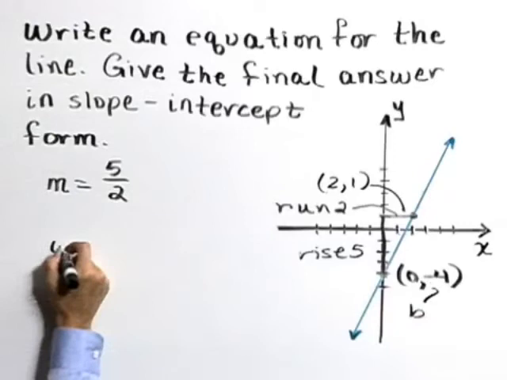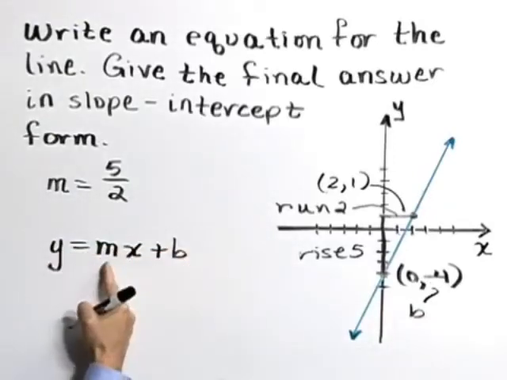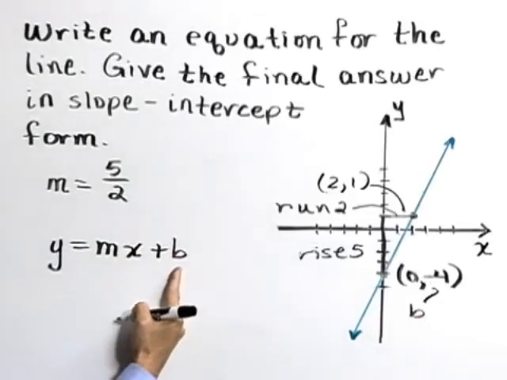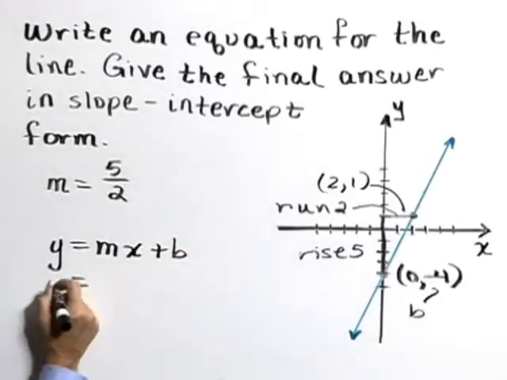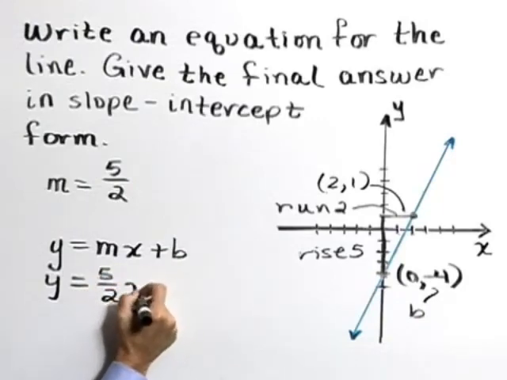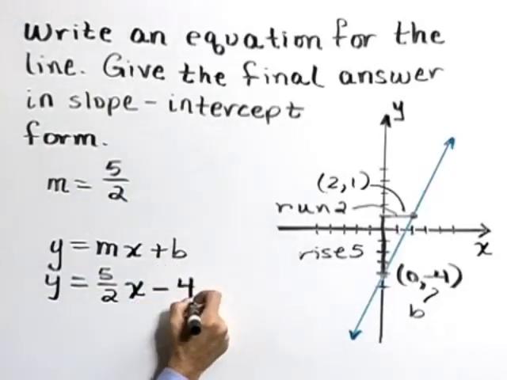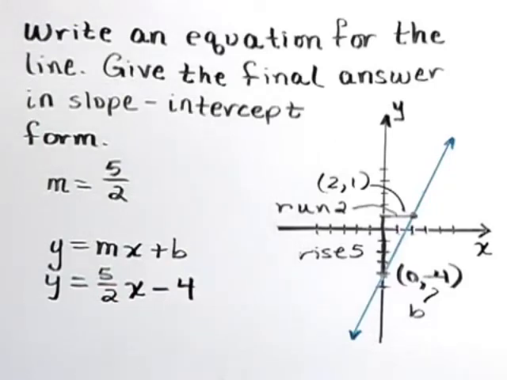So I'm going to use the equation y equals mx plus b, the slope-intercept form for an equation of a line, and substitute values. We've determined that the slope is 5/2, and we're given that b, the y-intercept, is -4. So plus a -4, let's go ahead and write as minus 4. Therefore, the equation of this line graphed is y equals 5/2 x minus 4.